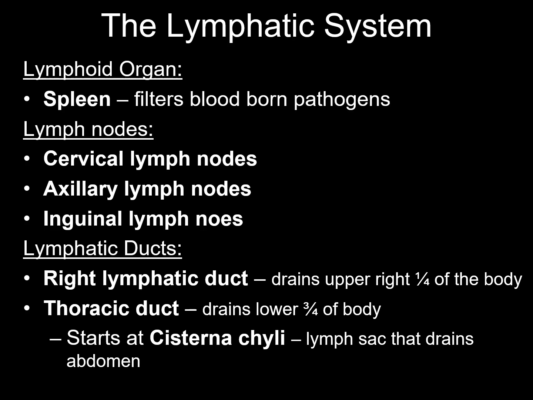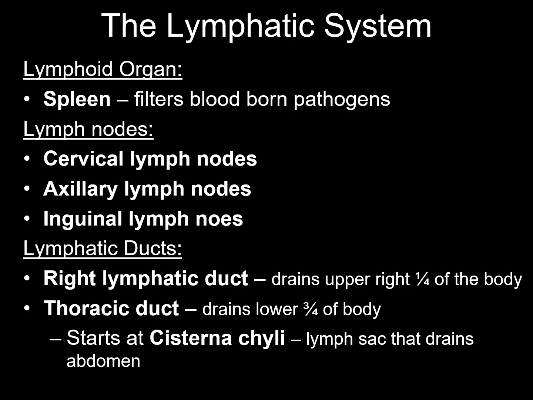So we're going to look at the spleen. We've kind of seen the spleen already. We're going to see the different lymph nodes in these different regions. They're named by the region they're in. So cervical, axillary, and inguinal lymph nodes.